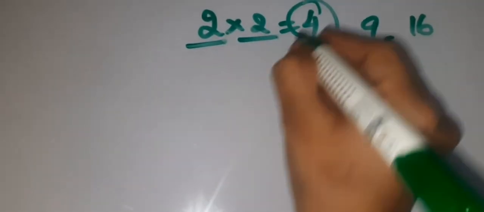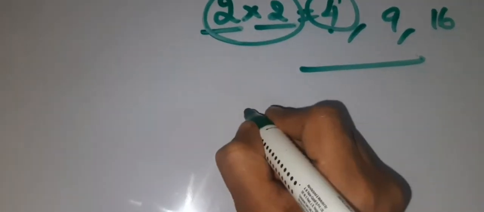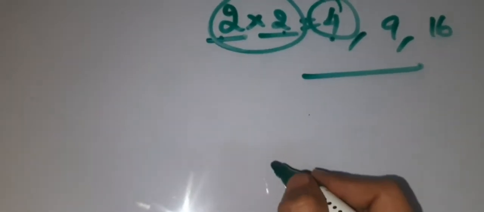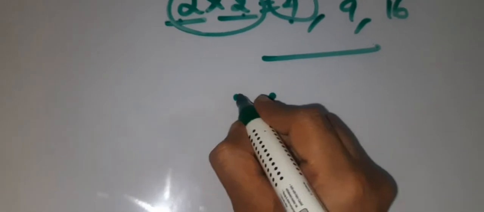Now let's represent 4 in square. So we know that 2 times 2 is 4. What you're going to do? You're going to keep 2 dots in the first row and 2 dots in the second row. When you join those 4 dots, you get a square.